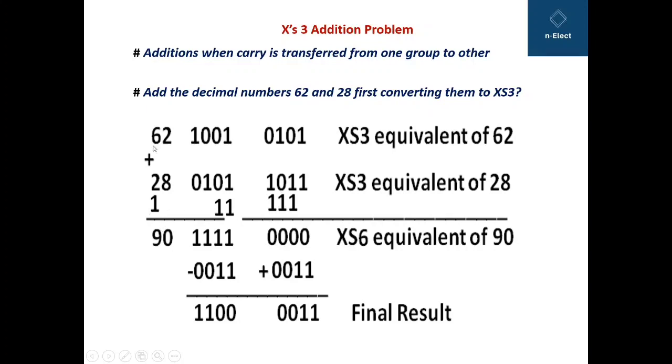Now we will find the excess 3 code of 6, that is 9, that is 1001. Excess 3 code of 2 is 5, that is 0101. Then excess 3 code of 2, that is 5, 0101. And excess 3 code of 8, that is 11, that is 1011. When we add these two numbers, what we will get?